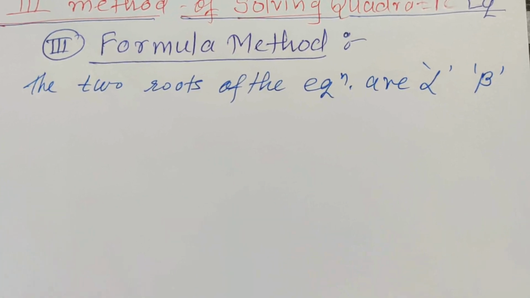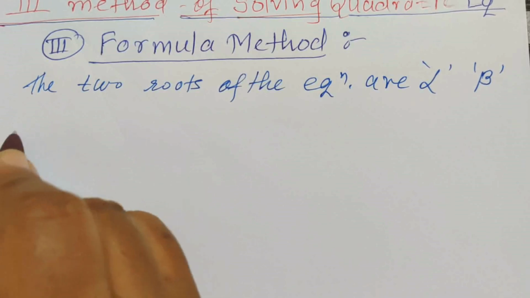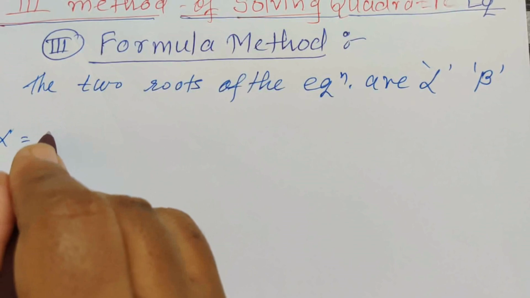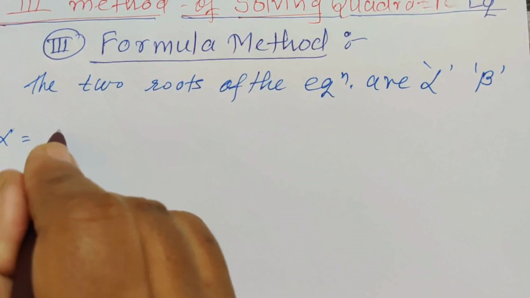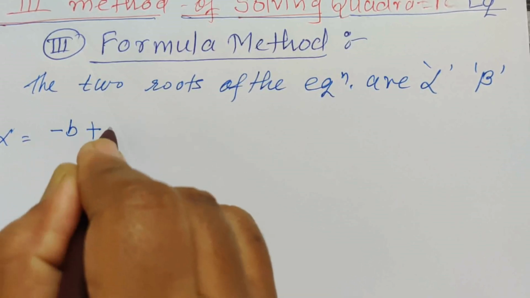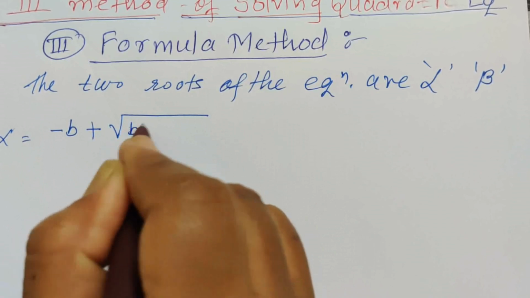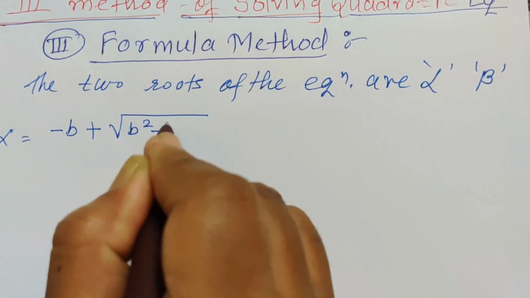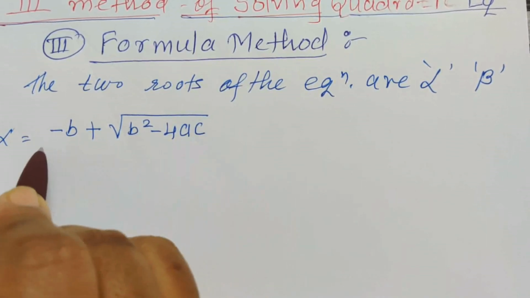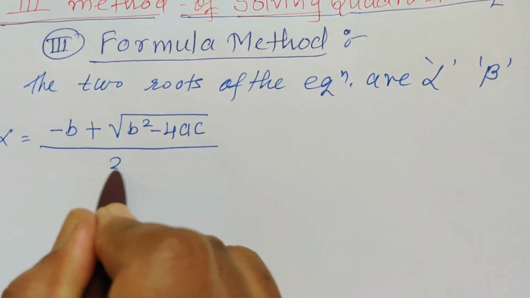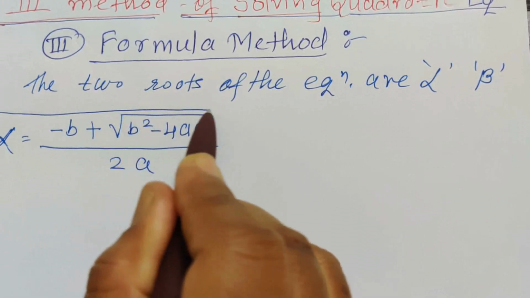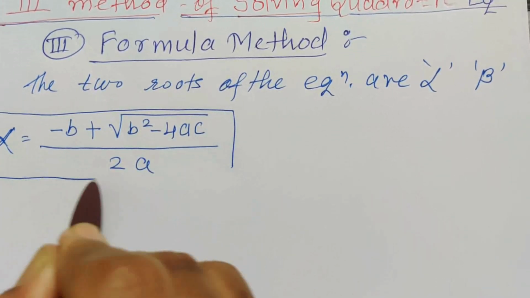Suppose alpha. The formula is alpha is equal to minus b plus under root b square minus 4ac divided by 2a. This is the formula we use to find one root of the quadratic equation, that is alpha.